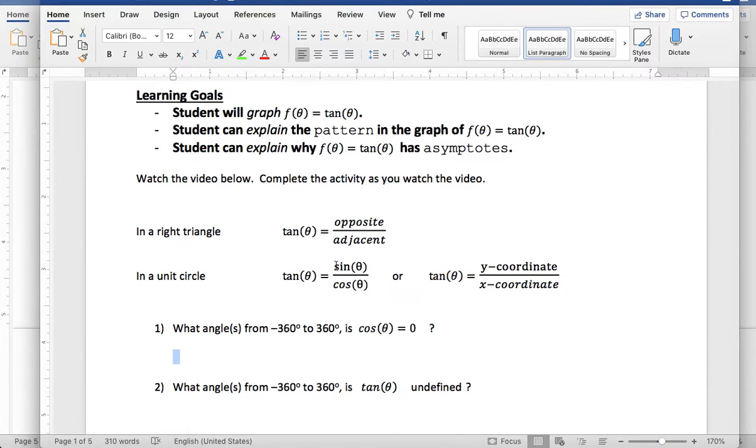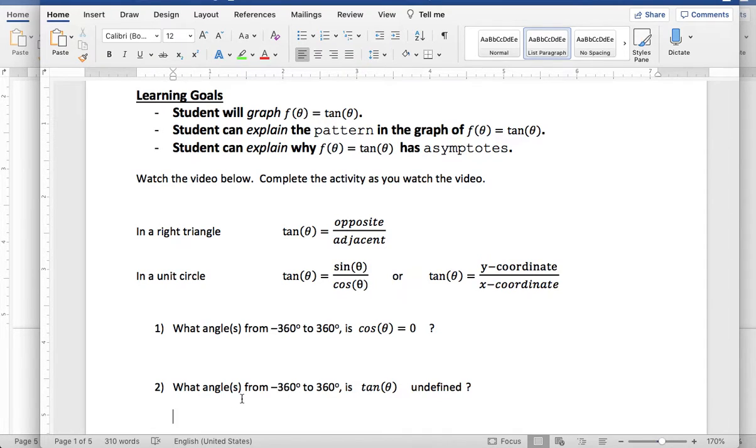Okay, so because dividing by 0 is not possible, because dividing by 0 would create an undefined answer, I want you to figure out which angle or angles between negative 360 degrees and 360 degrees would make tangent of that angle undefined. If you have more than one possible answer, then write them all here. Pause here, hit play when you're ready to continue.